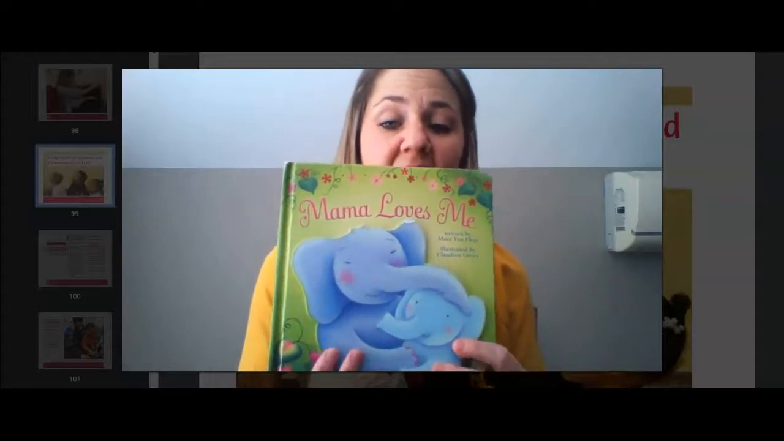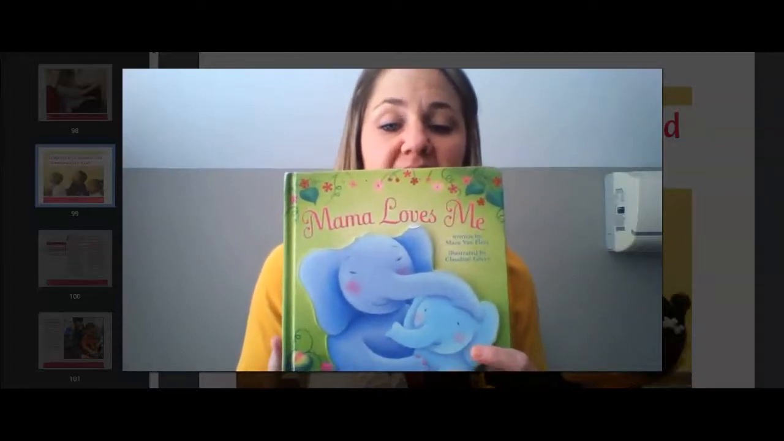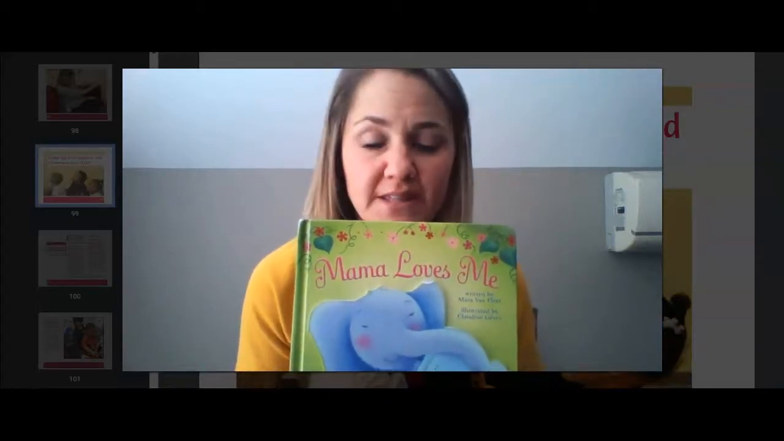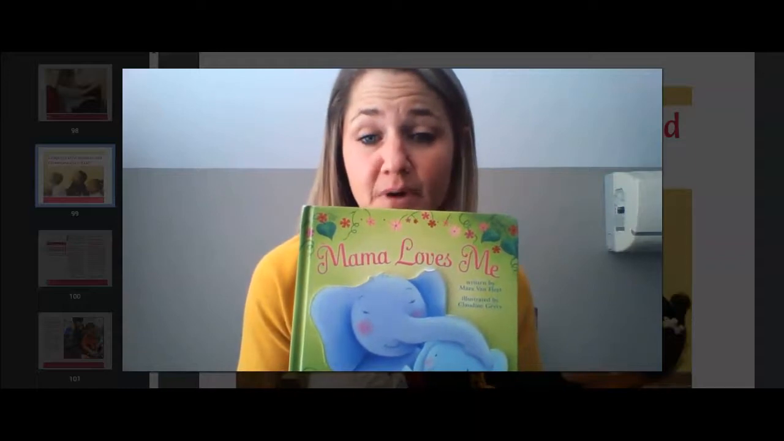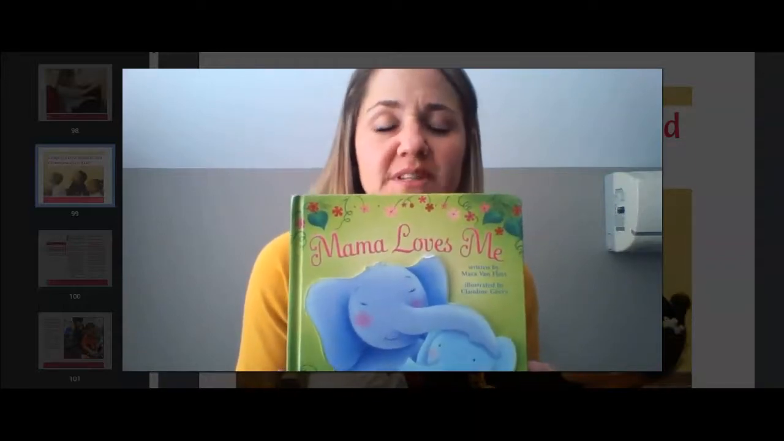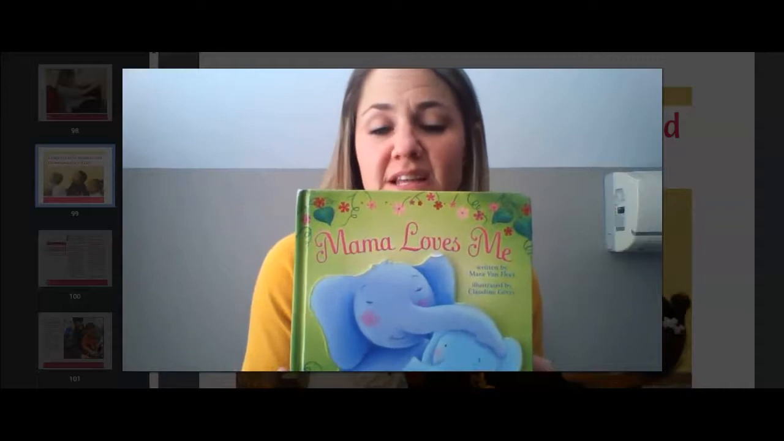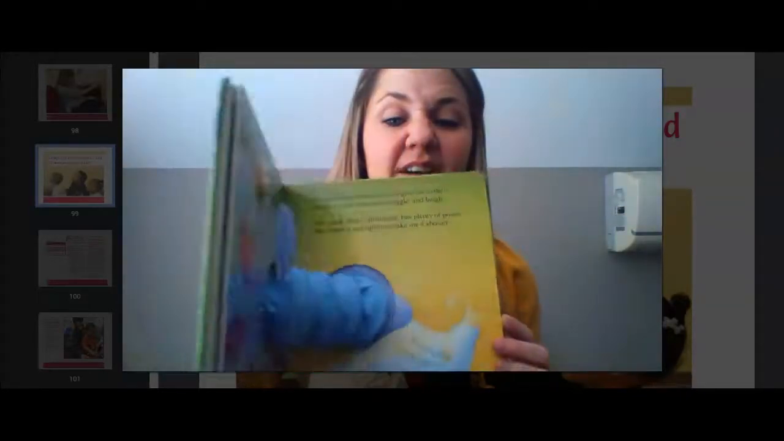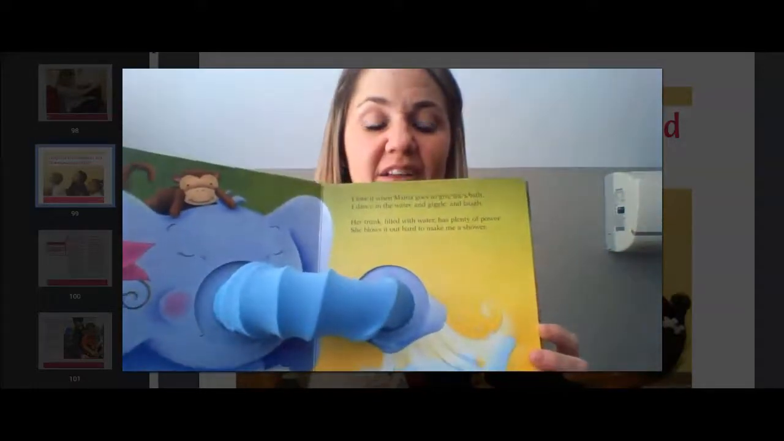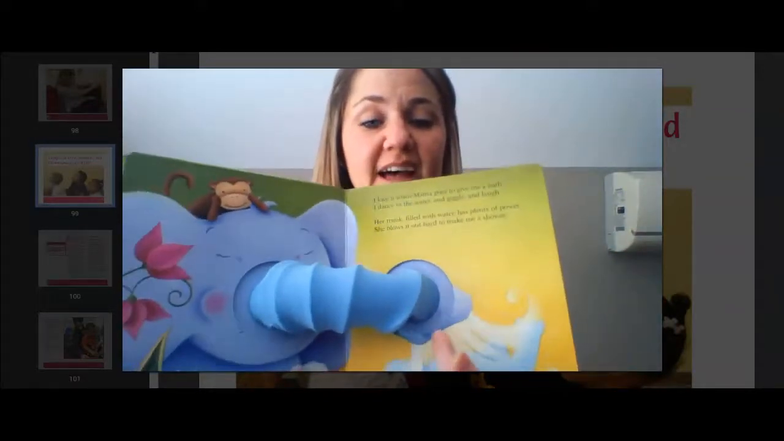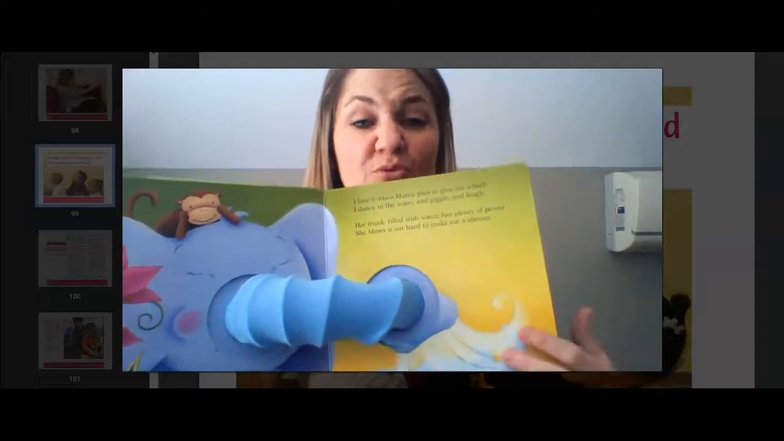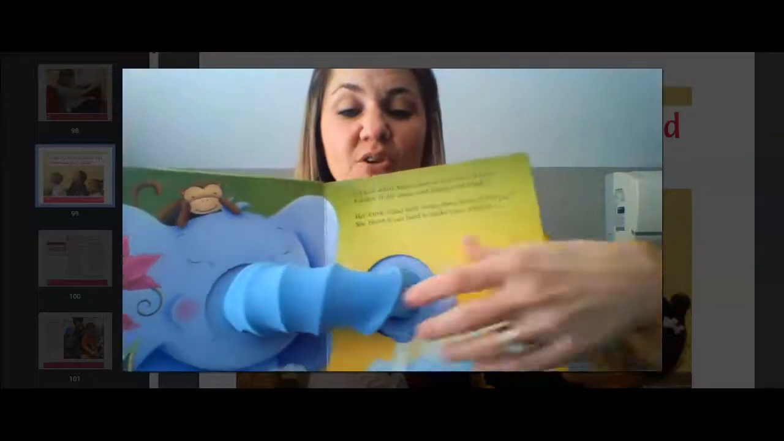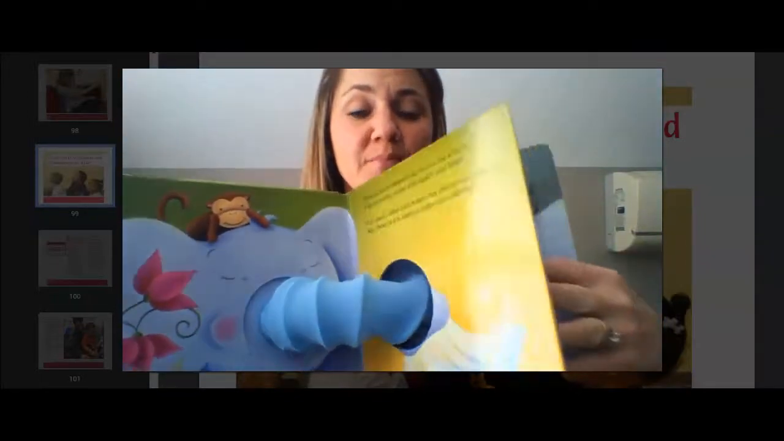One thing that I really like about this book is that this little elephant gets to talk about all the things that he loves about his mama. He gives all the reasons why he loves his mama and some of the fun things they do together. Another thing that I think is really cool is, look, it shows the mama elephant's trunk. An elephant's nose is called its trunk. So you might like the way it feels or like to see the way it moves.